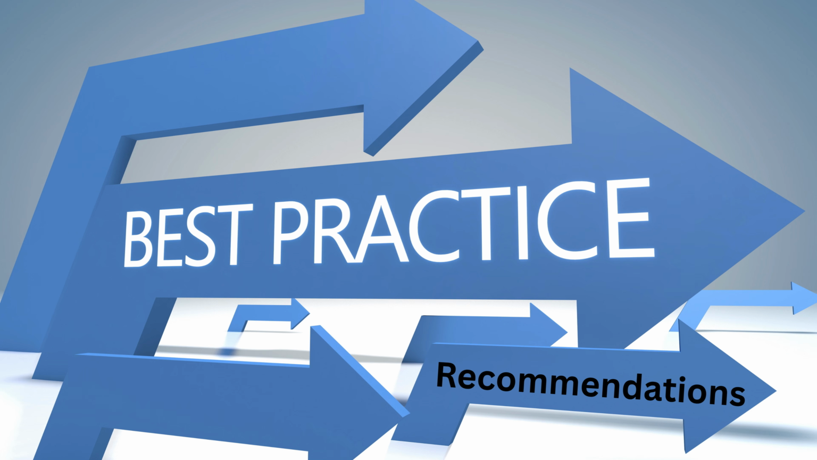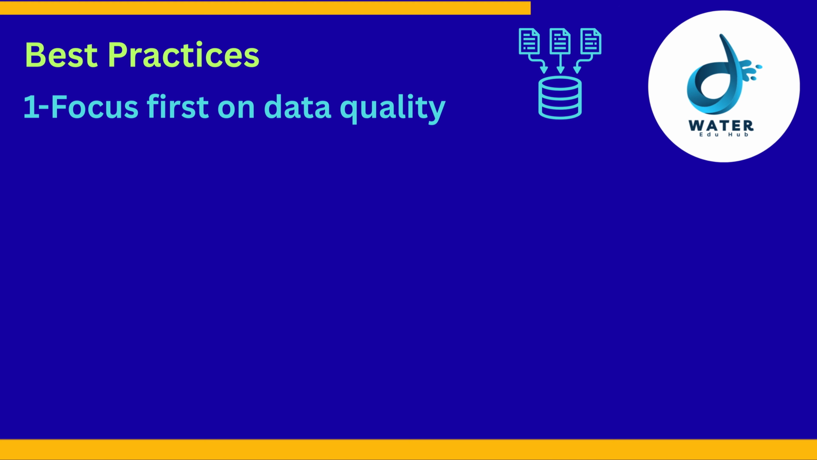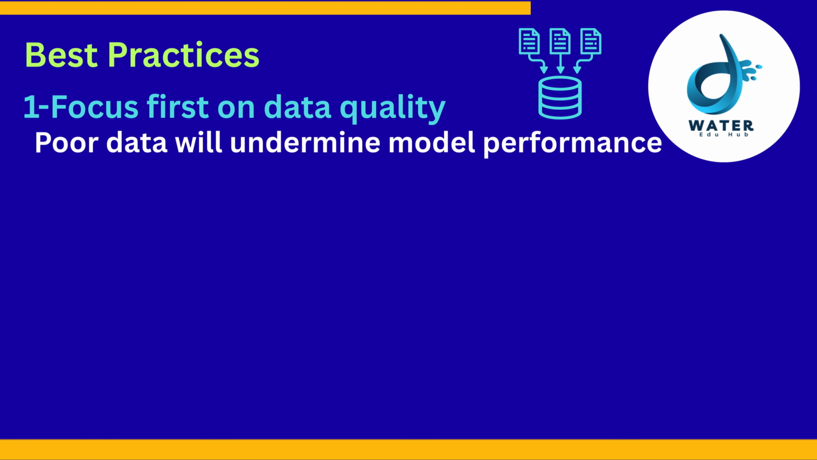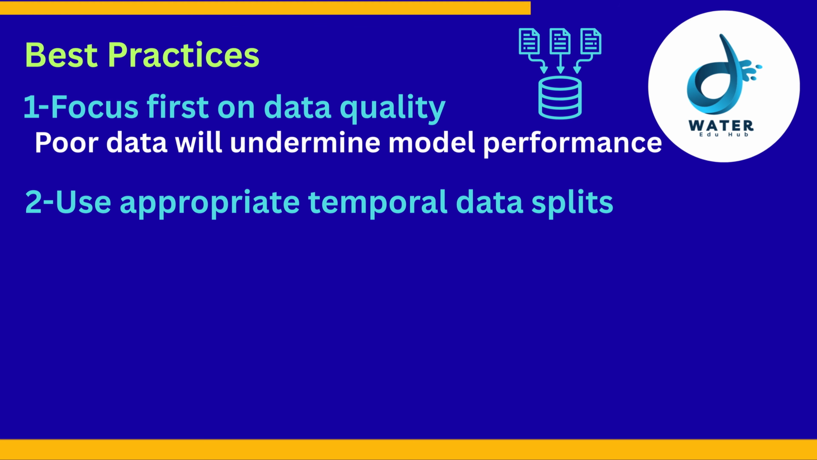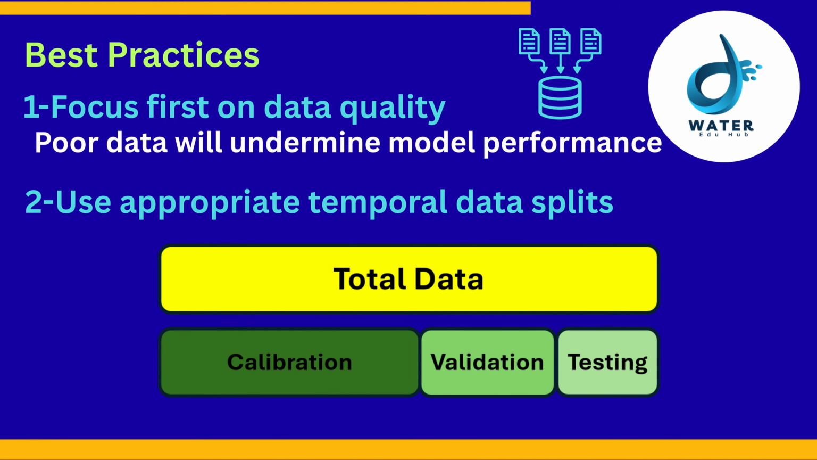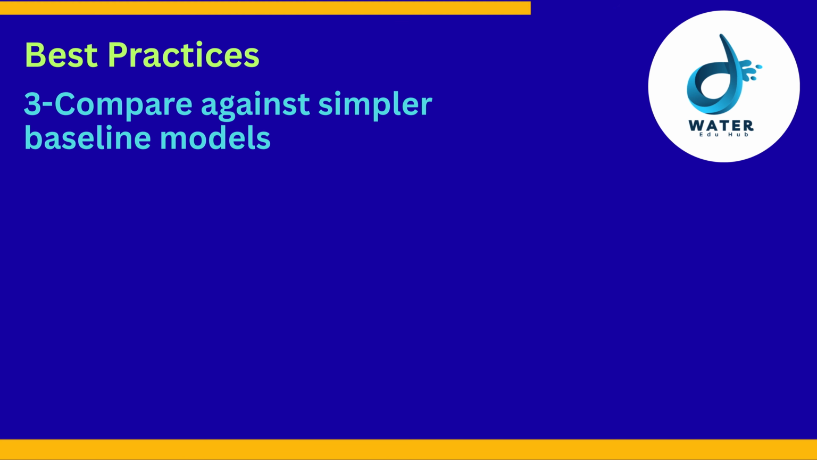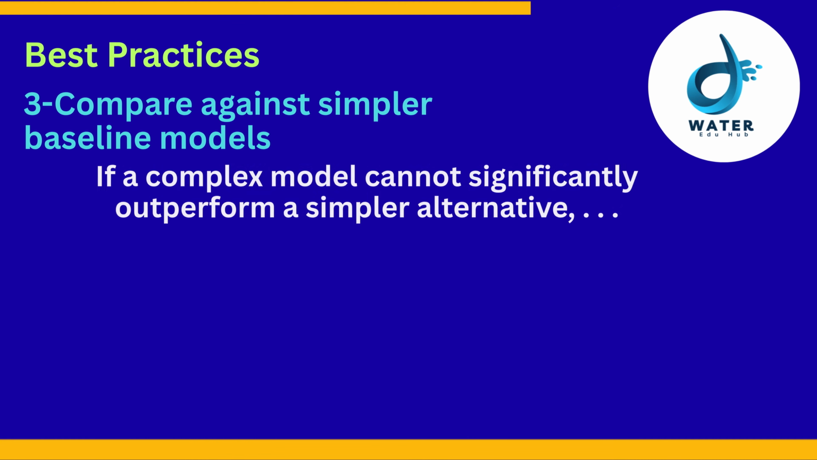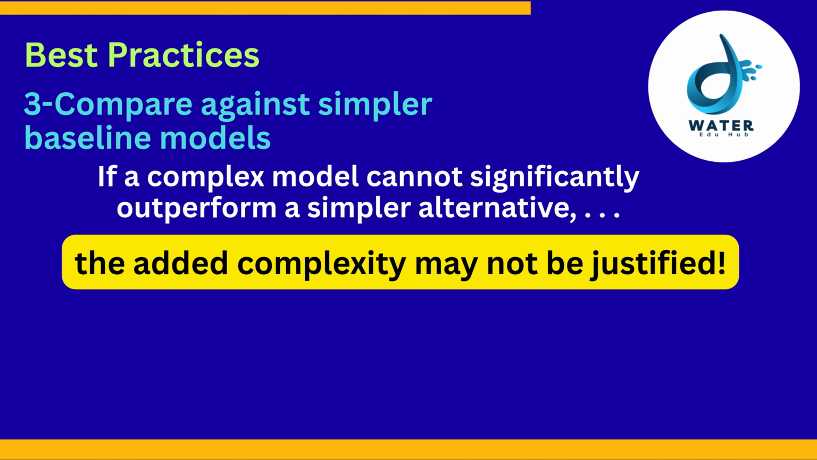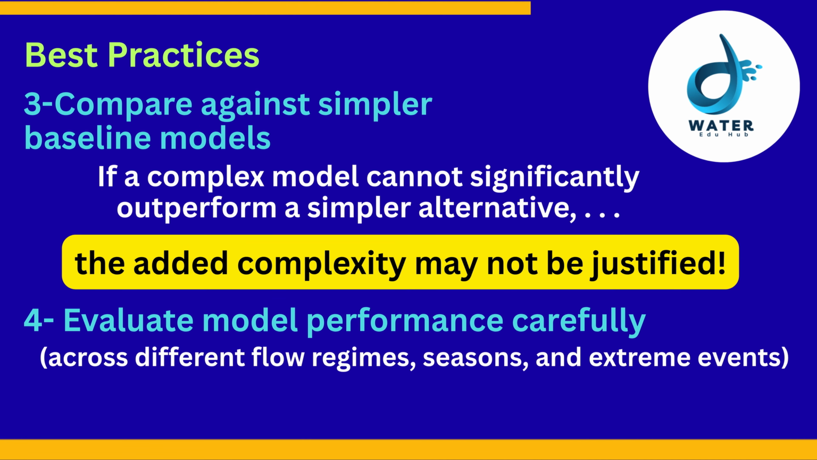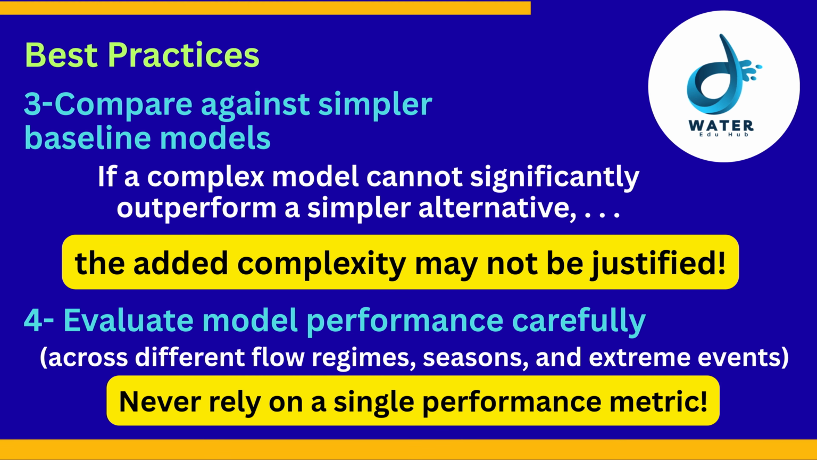Regardless of the algorithm chosen, several principles remain essential. Focus first on data quality. Poor data will undermine even the most advanced machine learning model. Use appropriate temporal data splits for training, validation, and testing. Always compare against simpler baseline models. If a complex deep learning model cannot significantly outperform a simpler alternative, the added complexity may not be justified. Finally, evaluate performance across different flow regimes, seasons, and extreme events, and never rely on a single performance metric.